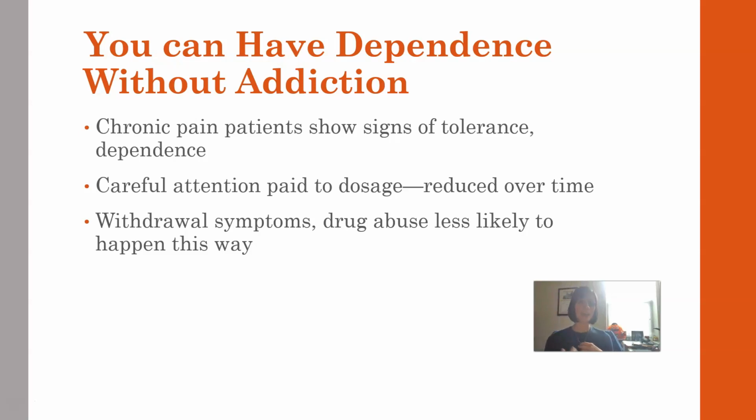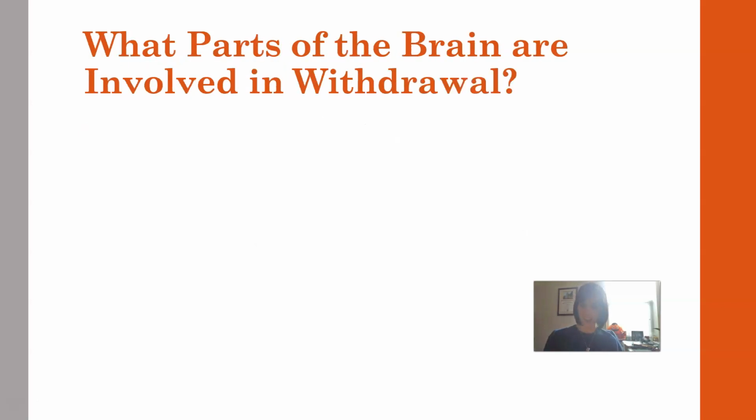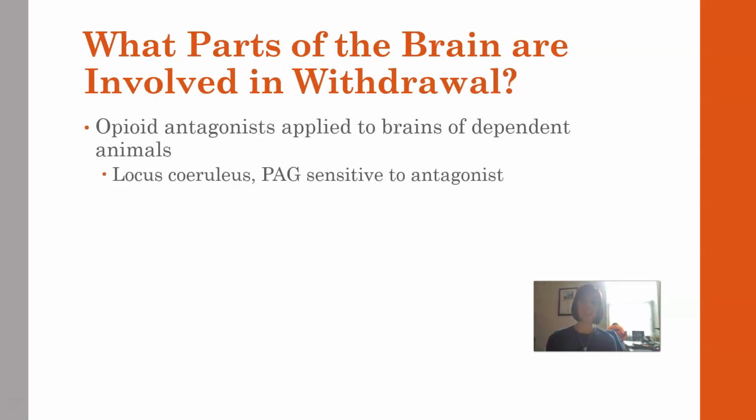Now, if you know somebody who is dealing with chronic pain and they need opioids to manage their symptoms, you have to pay careful attention to the dosage, and ideally you should be trying to reduce that dosage over time. And when you think of an end game in mind and you start reducing the dosage to manage the symptoms and also reduce withdrawal, we do find that withdrawal symptoms are less likely to happen, as is drug abuse.